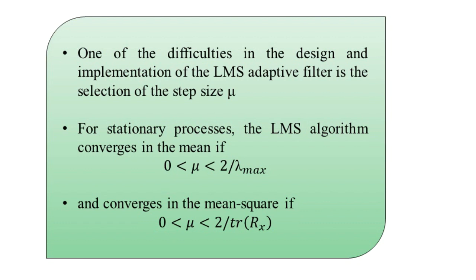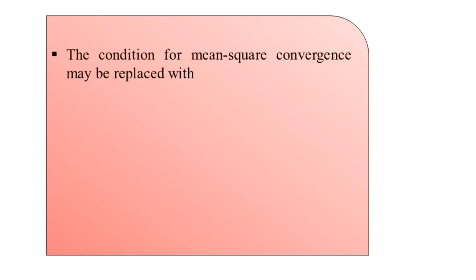One way around this difficulty is to make use of the fact that for stationary random processes, the trace of the autocorrelation matrix R suffix x is equal to p plus 1 multiplied by the estimate of mod square of x of n. Therefore, the condition for mean square convergence can be replaced with mu greater than 0 but less than 2 divided by, in the denominator, p plus 1 multiplied by the estimate of mod square of x of n.